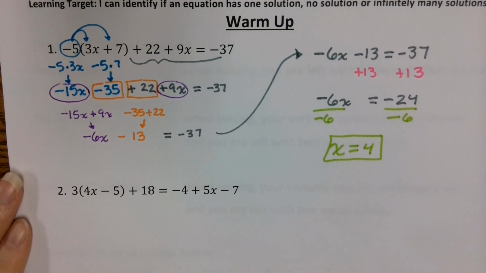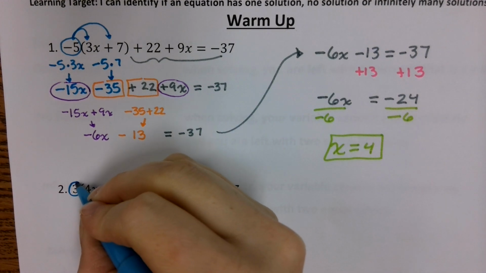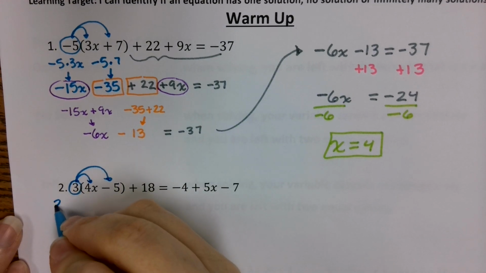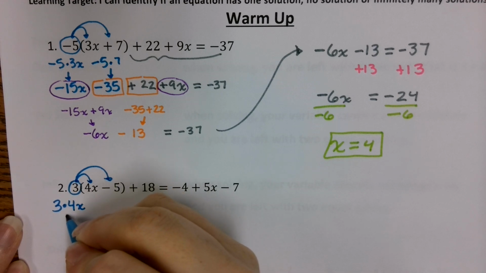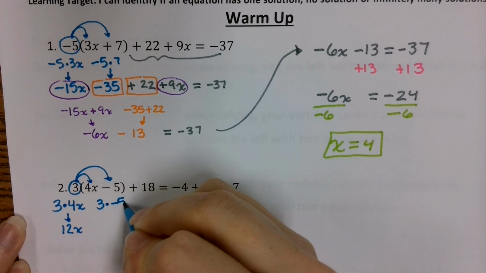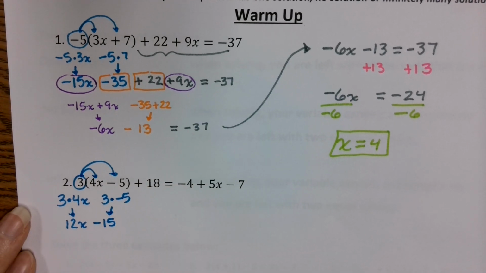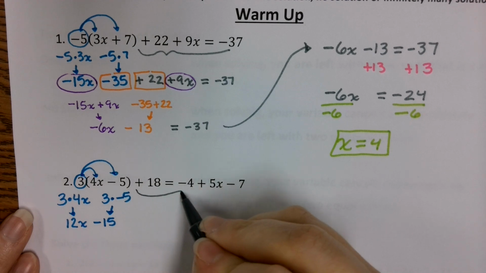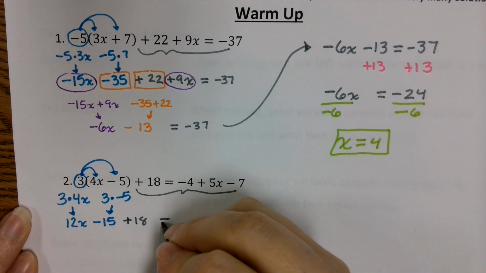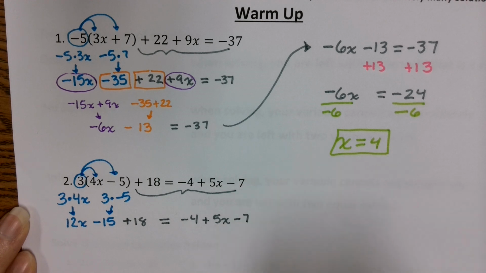Let's take a look at problem 2. We have to distribute. So we're going to multiply 3 times 4x and 3 times that negative 5. What's 3 times 4x? 12x. What's 3 times negative 5? Negative 15. Okay, we still have all of this that needs to come down. So we still have plus 18 equals negative 4 plus 5x minus 7.